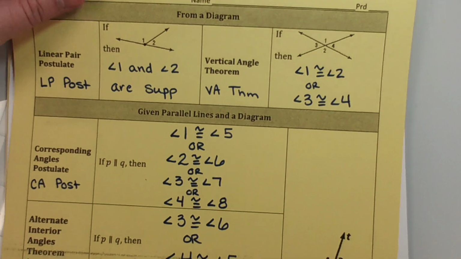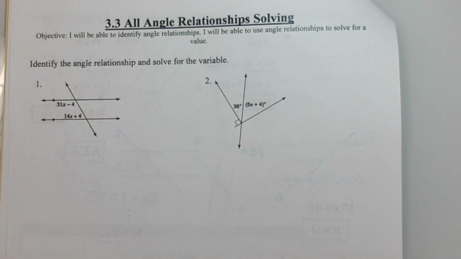We have 6 angle relationships on here to work with. Actually, technically we have 7 angle relationships, only 6 are on the sheet. The other one is talked about back in chapter 1. Anyway, when it comes to identifying these angle relationships, whether they have parallel lines or not is going to be important.